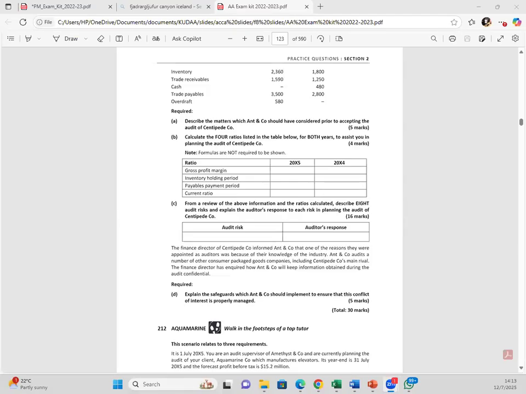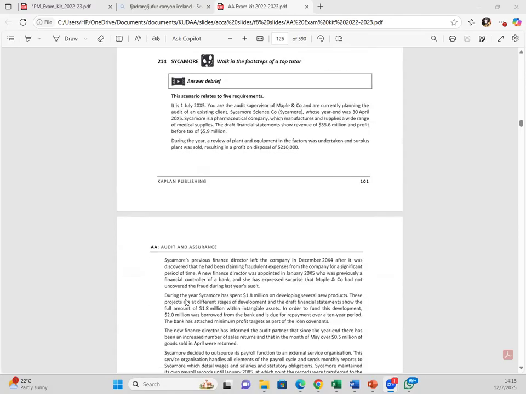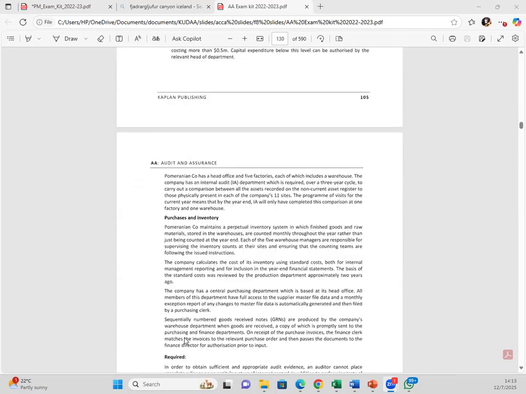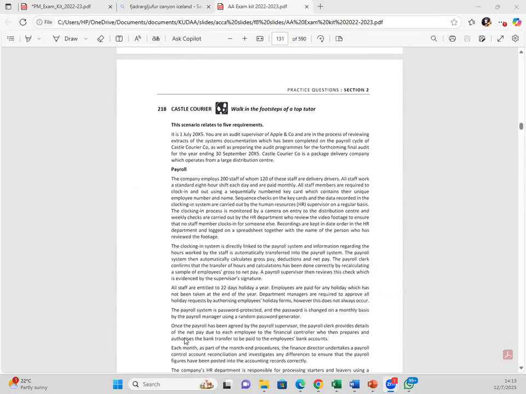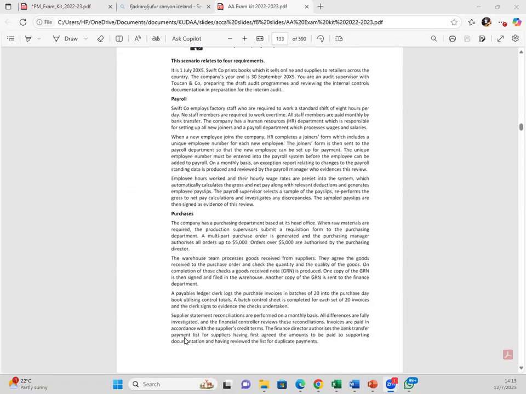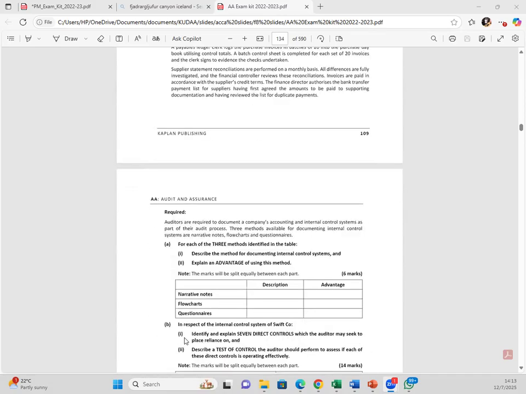So in our last session, we were looking at test of controls. I tried to open my CBE practice platform, but my network was acting up. So today we're going to use the kit, and we can work on questions on test of controls using the kit.